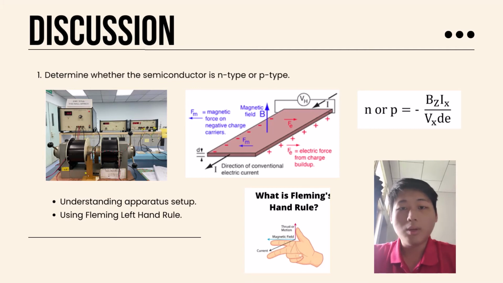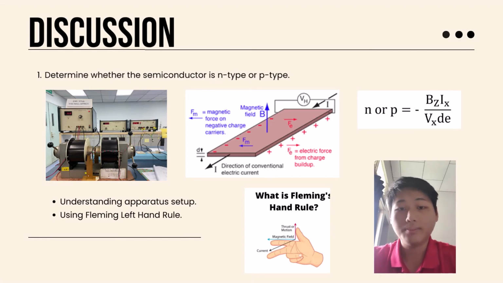In order to determine whether it is N-type or P-type, we would need to go deep in the understanding of the apparatus setup. We are required to understand the direction of the current and the magnetic field. But from the experiment, we cannot see clearly the setup of the experiment. Hence, it is hard to determine the direction of the current and the magnetic field. Using Fleming's right-hand rule, we can determine the negative charge carriers in the N-type semiconductor.